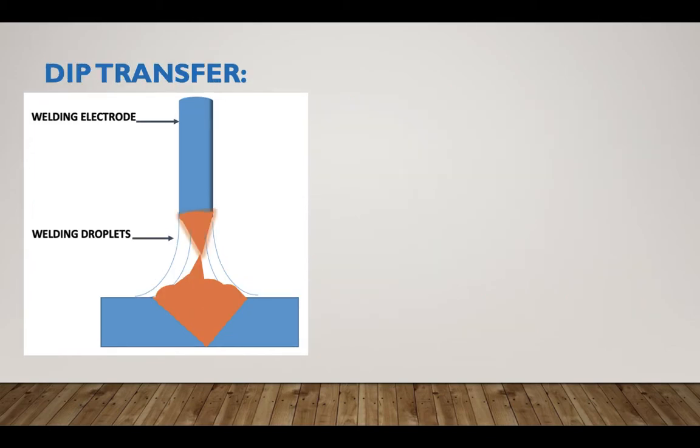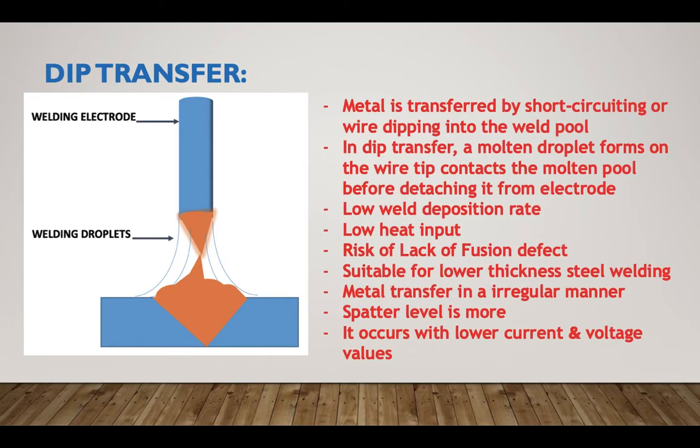Dip transfer. So what is there in the dip transfer? Metal is transferred by short circuiting or wire dipping into the weld pool. As you can see from the picture, in dip transfer, a molten droplet forms on the wire tip and contacts the molten pool before detaching from the electrode. You can see from the picture, it is in contact with the molten metal pool before detaching to the weld metal.